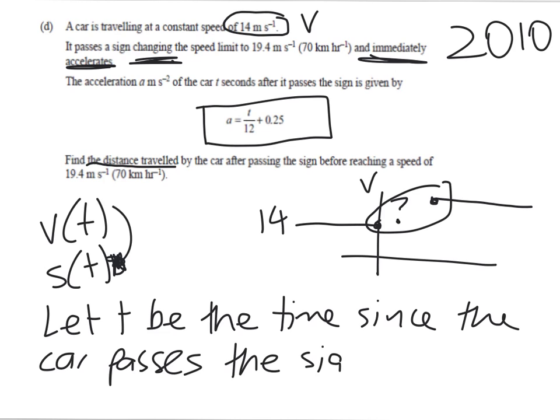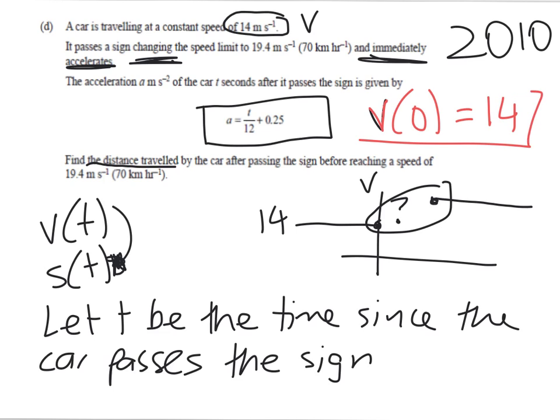Right, but what that means is that we know v at 0 is equal to 14. Right, and that's going to help us because we need to get a velocity function. So we'll start doing some maths on the next slide.